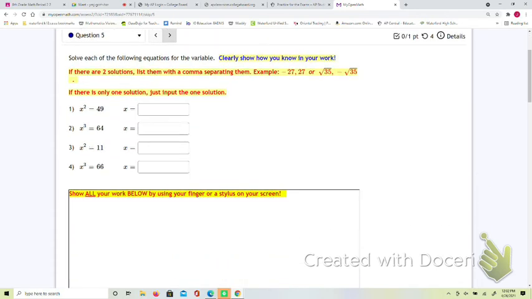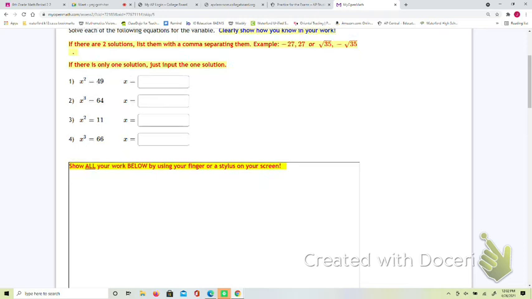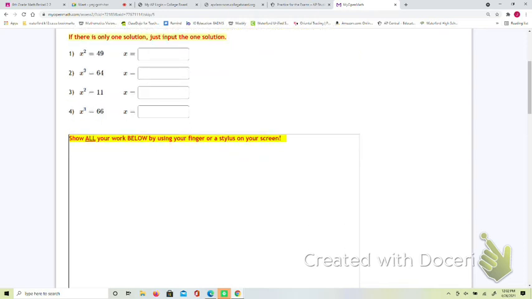Okay, so this one has a lot of work in the work area, so you got to be patient with me. The first thing that we're going to do is write our squareds. You got to write small. 1 squared equals 1 times 1 equals 1. 2 squared equals 2 times 2 equals 4. 3 squared equals 3 times 3 equals 9. 4 squared equals 4 times 4 equals 16. 5 squared equals 5 times 5 equals 25.